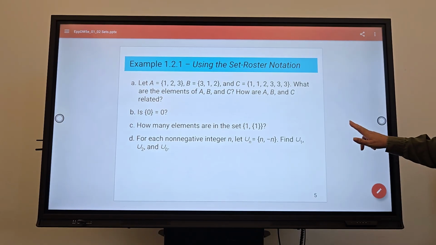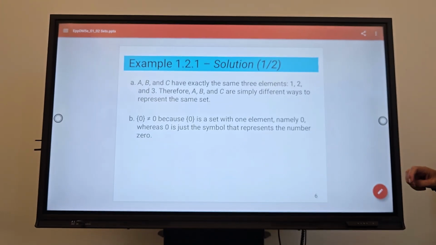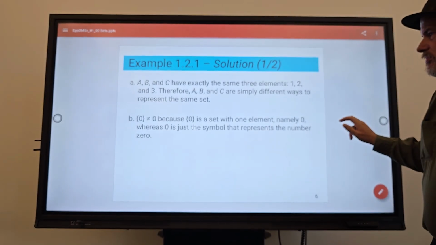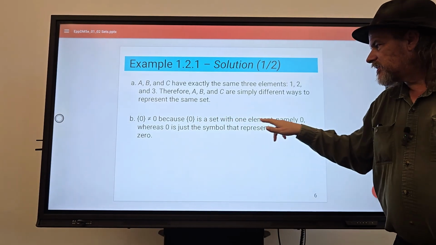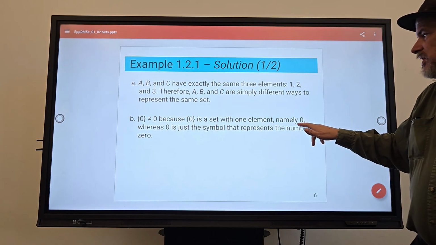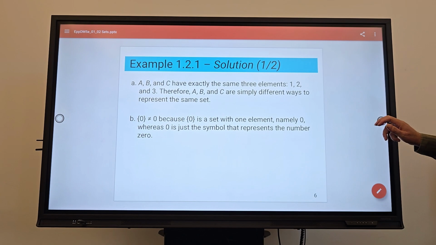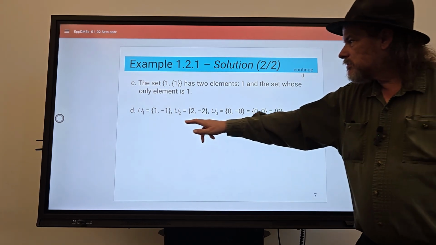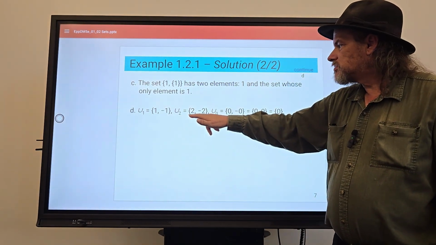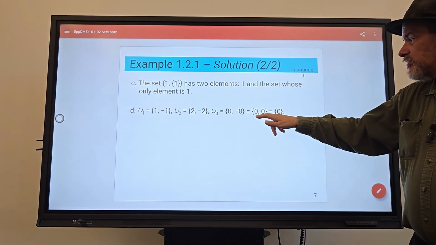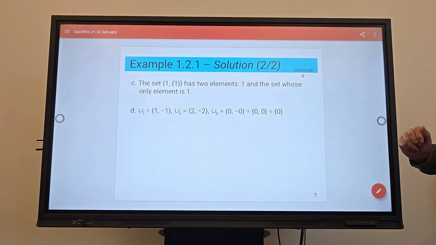So yeah, there are the same 3 elements, different orders, and repetition. And again, the set containing the number 0 and the 0 are different. But yeah, {1, minus 1}, {2, minus 2}, and {0, minus 0}, which is {0, 0}, which is equal to the set with just 0 as an element.